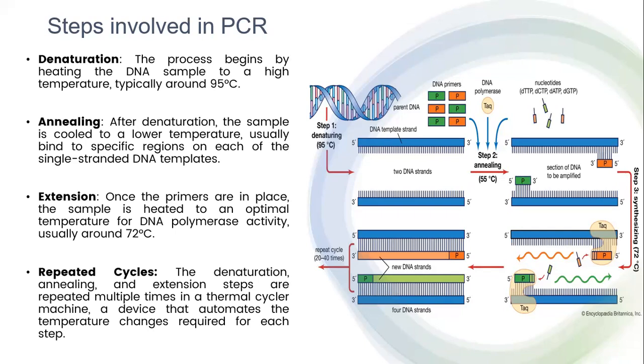Then we have to reduce the temperature to around 55 degrees Celsius, and that would allow our primers to anneal. So basically bind complementary to the template strands that we just created. For this step, if the primers don't recognize the DNA sample, then that means that it's not complementary, so you basically have a negative result. But if the primers recognize that DNA sample and bind, then that means that it is a positive step.